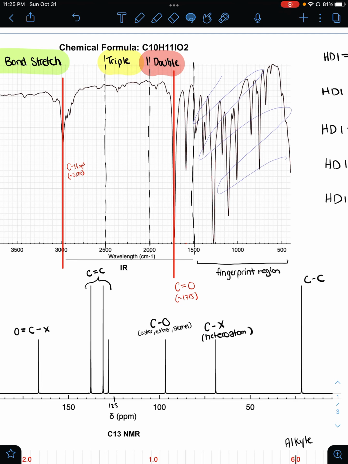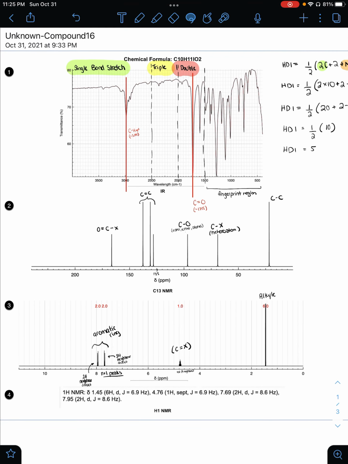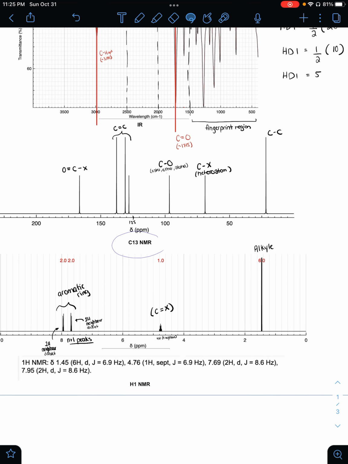Over here we have the fingerprint region, so we will discard that. What we can see overall from the infrared spectrum is the CH sp3 hybridization, as well as the carbonyl group, C double bond O. Next up, we're moving on to the carbon-13 NMR and the hydrogen NMR.